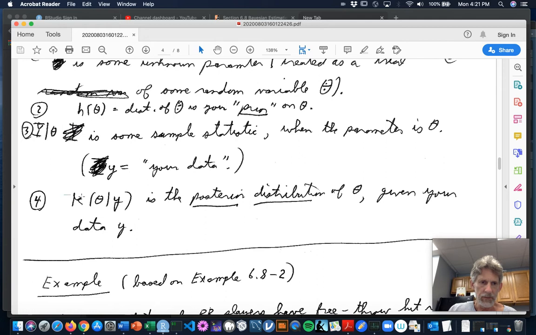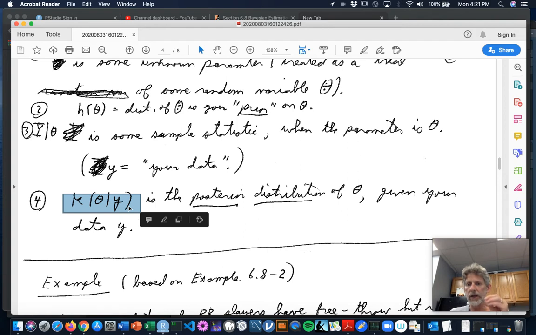Last point, what the book calls K of theta given Y is the posterior distribution of theta given your data, little y. And so that would be your new estimate of the chances for theta to be various things. Again, you'll never know what theta was, but you'll have a revised estimate of the chances for it to be various things using Bayes' theorem.